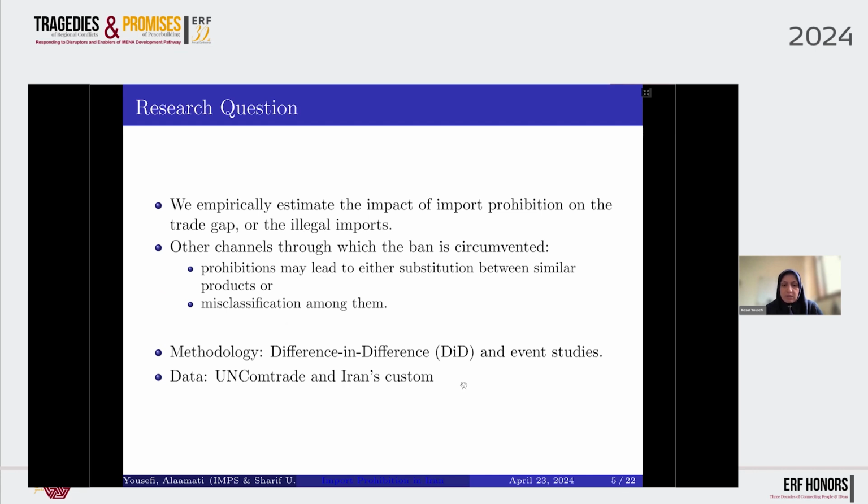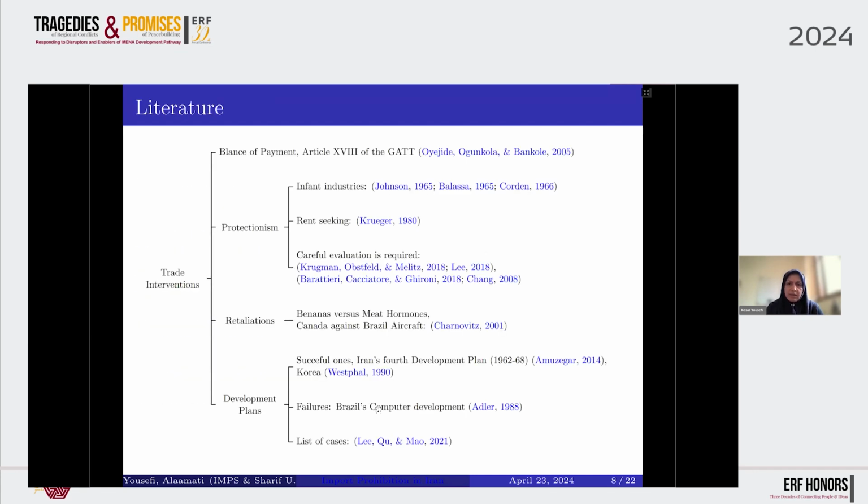Among these channels, in this study we are focusing on illegal importation, and we are using a difference-in-differences methodology because we have a well-defined treatment group of products and very well-defined control products. We also use the event study approach to test for parallel trends between the treatment and control groups. And we use UN Comtrade and Iranian customs data. Before I go to the data and model, let me quickly review the literature.